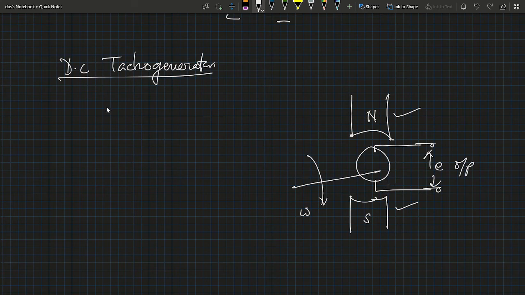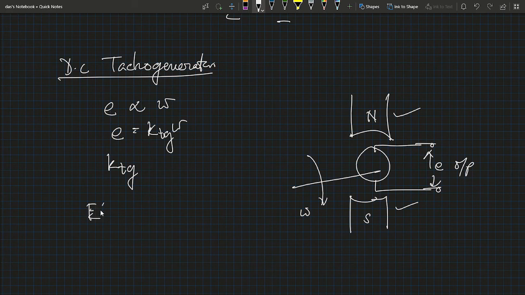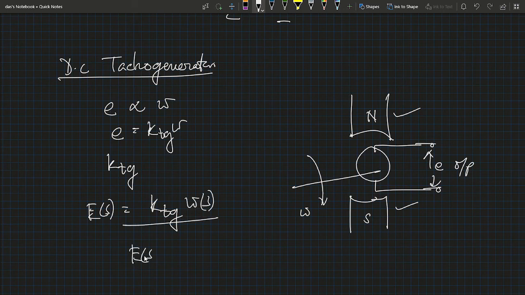So therefore, first of all, we write that the developed EMF is proportional to omega. Therefore, E equals KT into omega, where KT is the tachogenerator constant, known as KTG, expressed in voltage per radian per second. And now if we take the Laplace transform, then E(s) equals KTG into omega(s) in the Laplace domain. So therefore, E(s) by omega(s) is basically the constant, the tachogenerator constant.